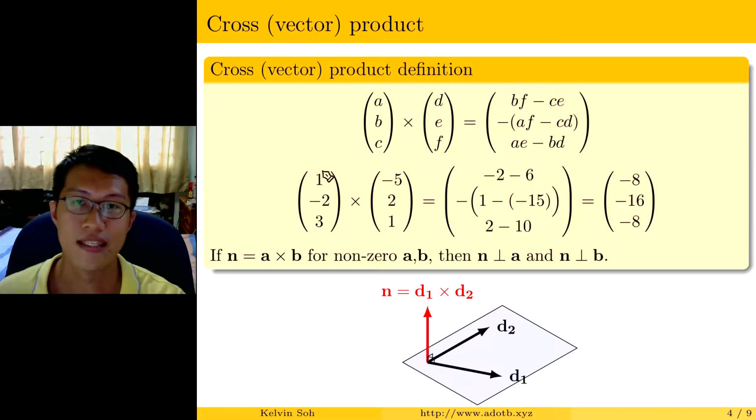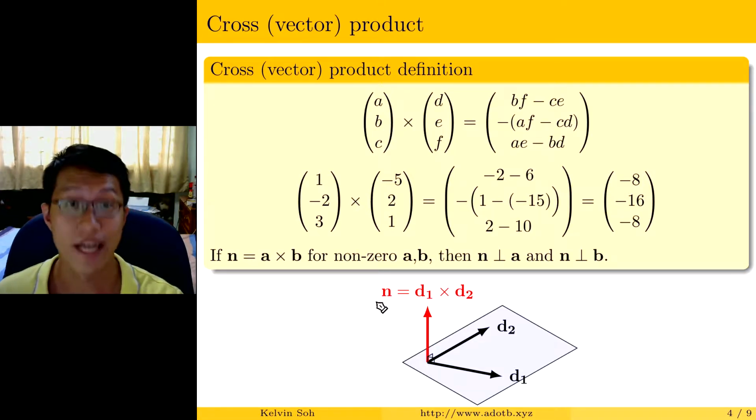Let's say we consider this vector as the vector d1 and this other vector as the vector d2. The cross product gives us a very special vector, the vector n, that is perpendicular to both the original vectors, as shown in this picture. This is a very special concept unique to 3 dimensions. So in 3 dimensions, crossing the vectors d1 and d2 gives us this vector n. This vector n is also sometimes called the normal vector.